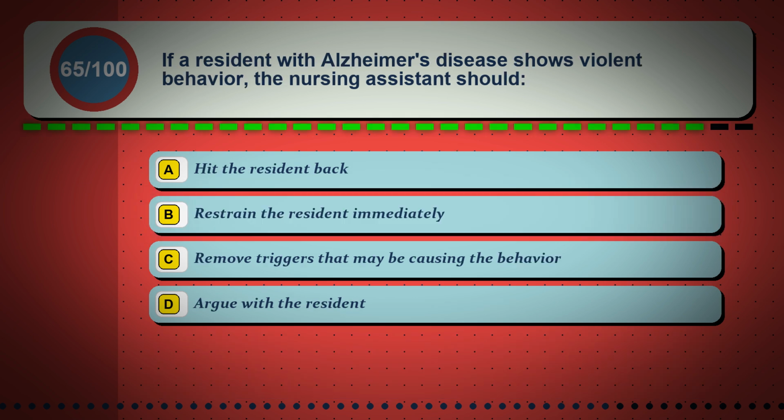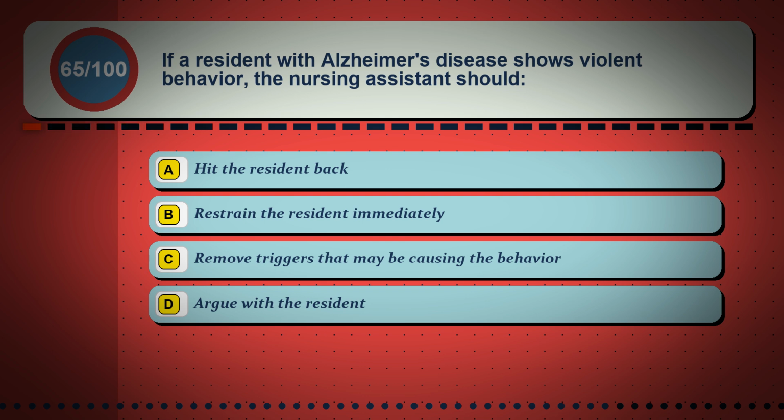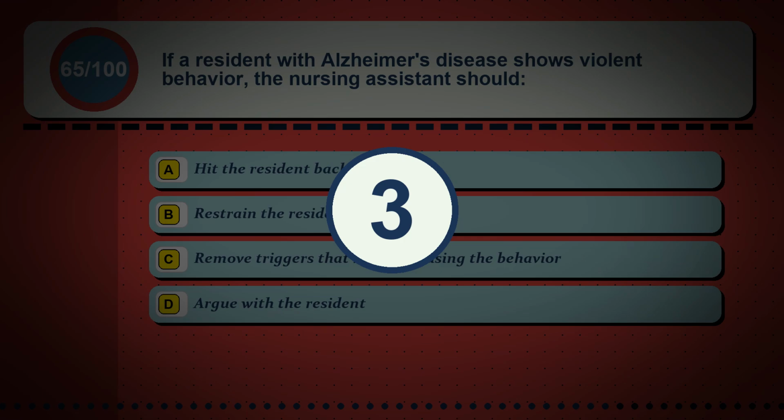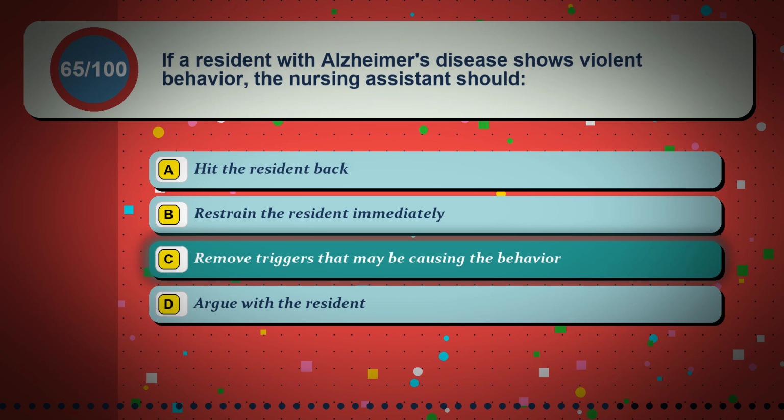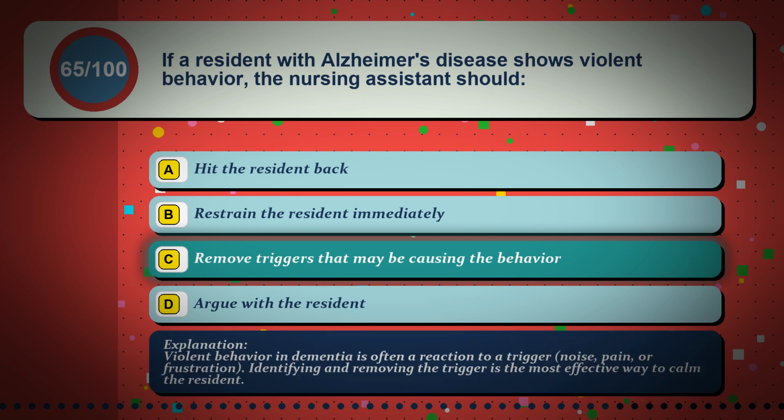Question 65. If a resident with Alzheimer's disease shows violent behavior, the nursing assistant should: Option A, hit the resident back. Option B, restrain the resident immediately. Option C, remove triggers that may be causing the behavior. Option D, argue with the resident. The correct answer is option C. Remove triggers that may be causing the behavior. Violent behavior in dementia is often a reaction to a trigger, noise, pain, or frustration. Identifying and removing the trigger is the most effective way to calm the resident.